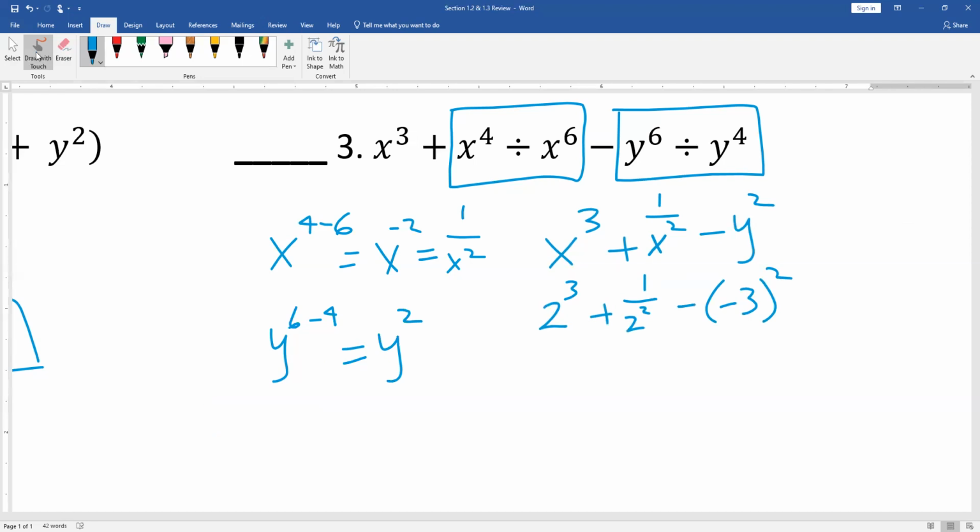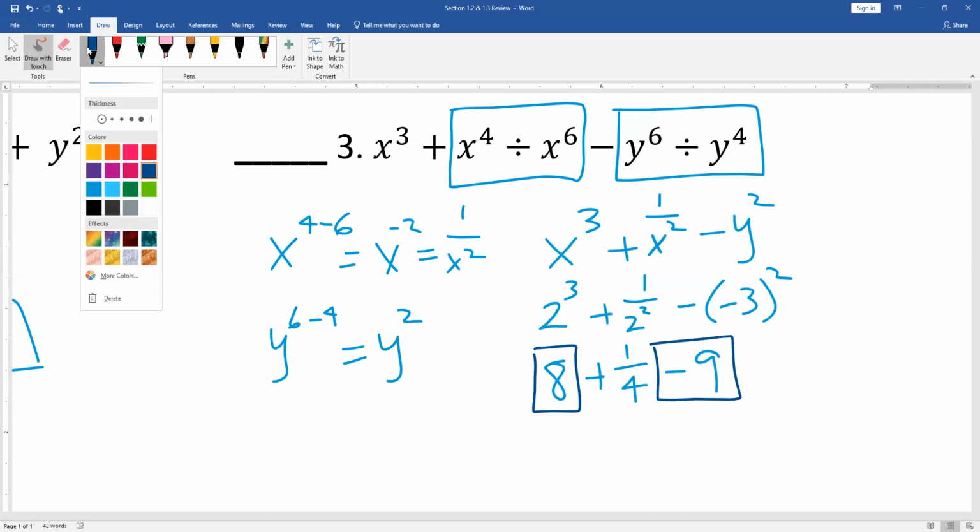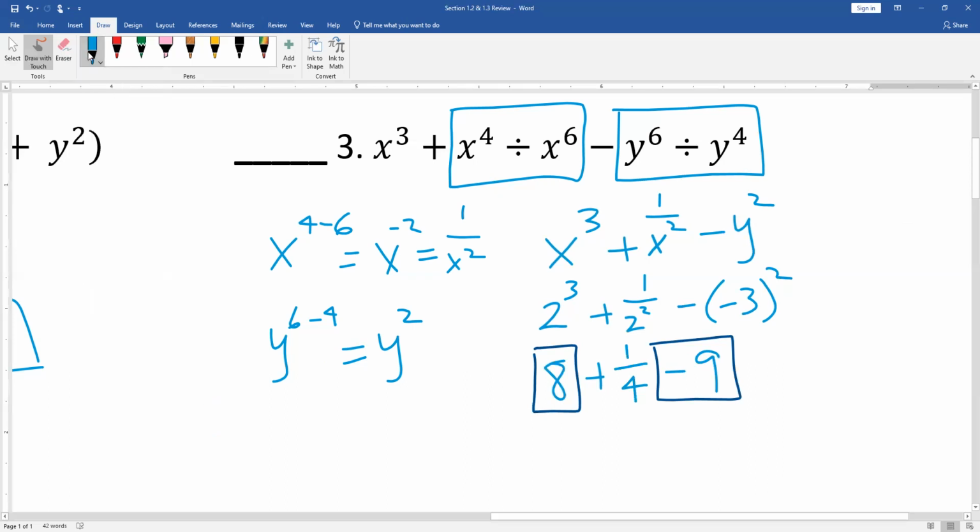Order of operations tells us to go ahead and solve our exponents. So 2 to the 3rd is 8. This is 1 over 4. And this is minus (-3) times (-3), which is 9. In class, we took our whole numbers and reduced those. So 8 minus 9 is -1, plus 1/4.